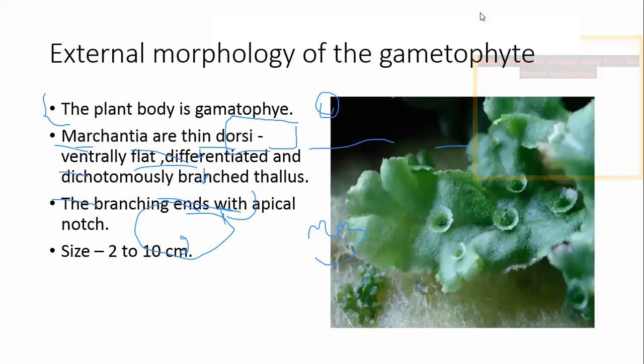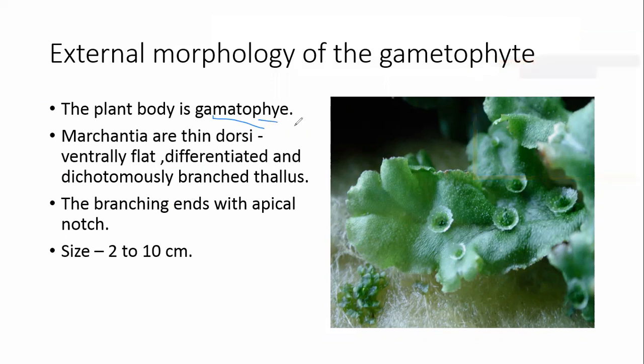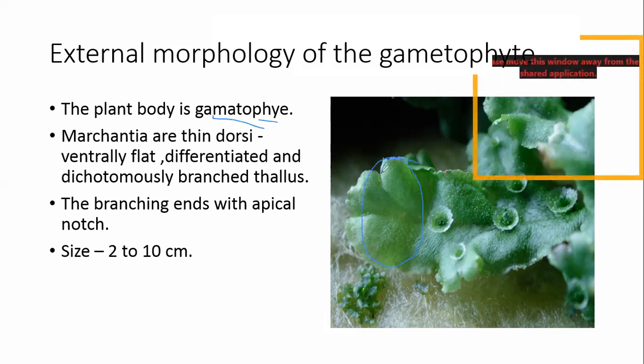Coming on to the external morphology, the Marchantia plant body is gametophyte. As I told you, the Marchantia plant produces the gametes. So the dominating plant body is gametophyte, the gamete producing plant body. So the predominant plant body is gametophytic in nature. They are usually thallophytic in nature because they do not have differentiated structures like root, stem, leaf, etc.